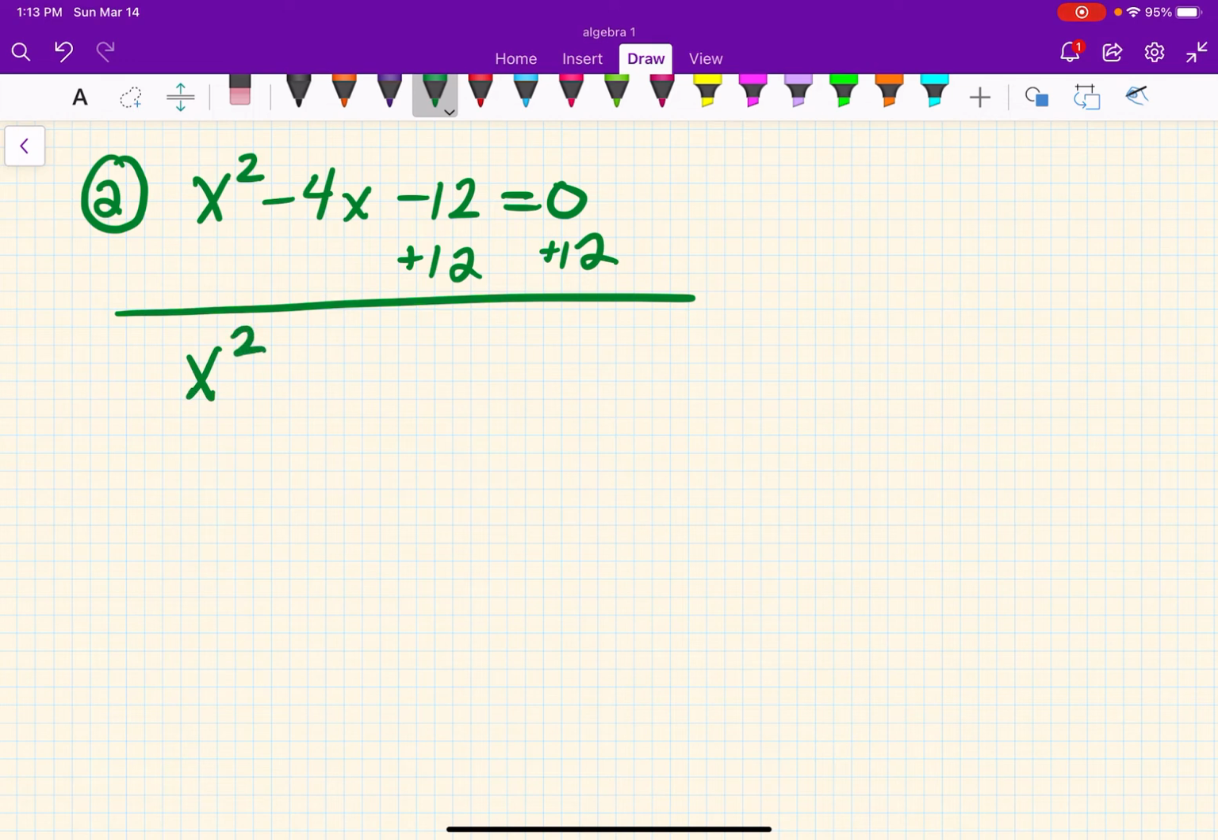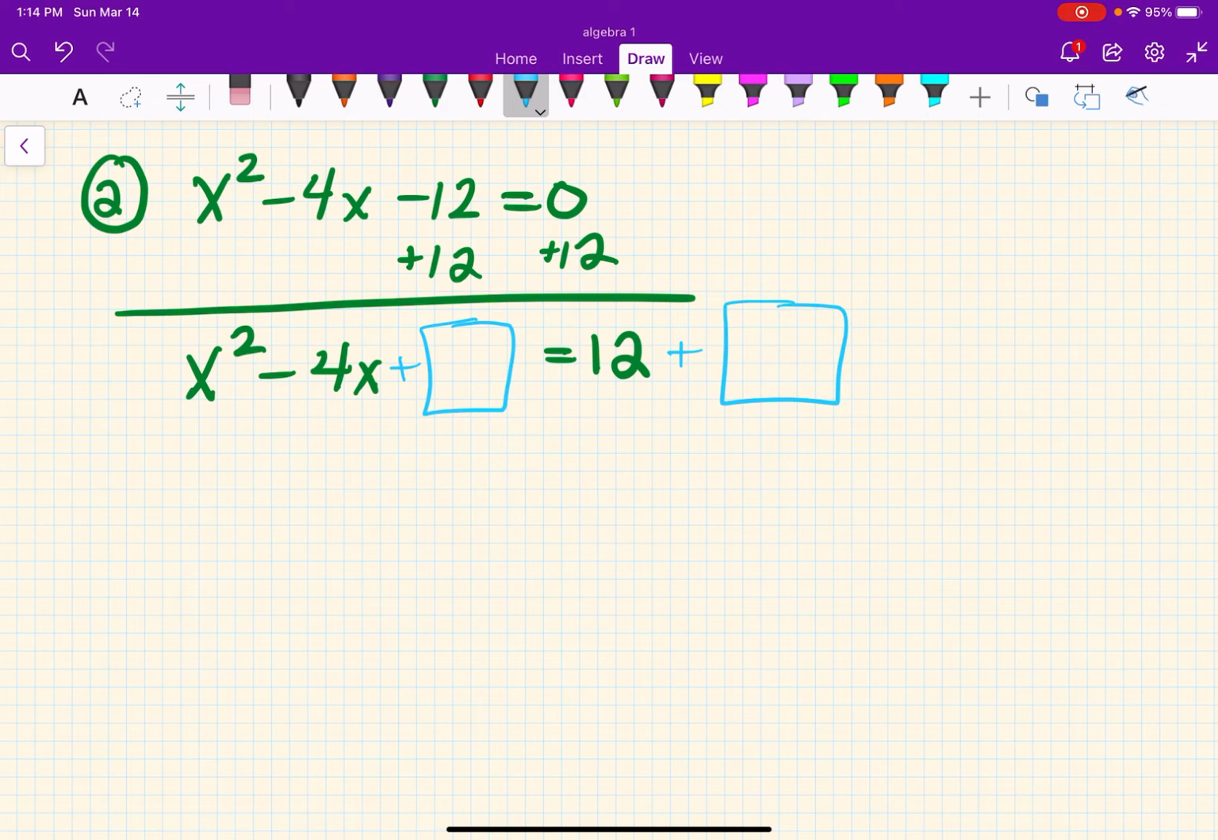So now we have x squared minus 4x, and over here we have a 12. We want to put a box on each side to remind ourselves that we have to add something to both sides so we don't forget. I'm going to do two steps at once. So x squared, we're just going to write down as x, and then remember we half b. Well, half of negative 4 is negative 2, so that's what goes down here.